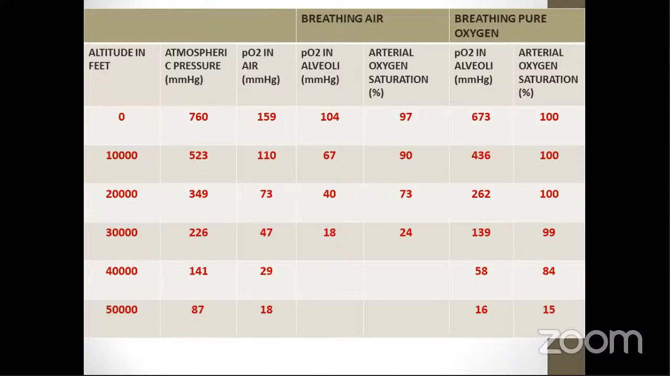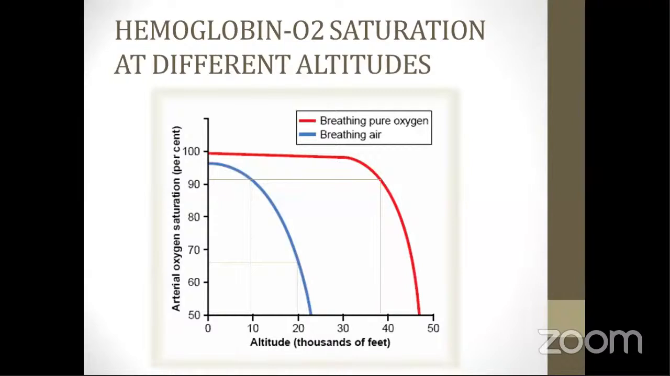And this is another diagram showing hemoglobin saturation at different altitudes. Here also you can see that it decreases when the person is not supported with oxygen. There is a sudden fall in hemoglobin saturation, and it is less than 70% at 20,000 feet. That blue line shows hemoglobin saturation when the person is breathing air. But the red line shows hemoglobin saturation when the person is breathing pure oxygen. In that, you can see that up to 39,000 feet the hemoglobin saturation remains above 90%.